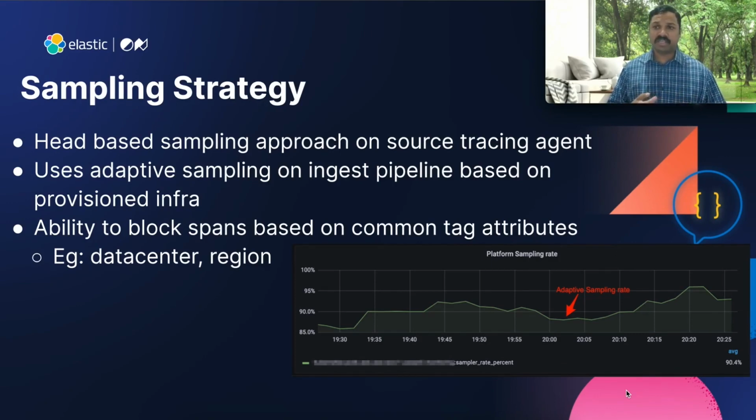And anytime we see a span volume which exceeds this threshold, we automatically adaptive sample and then bring down the overall traffic to more manageable levels within the thresholds that we can support. Now, this has really served us well and has helped us give good availability on our ingestion pipeline. Apart from this, we now have the ability to block spans on some common tag attributes like data centers or region.